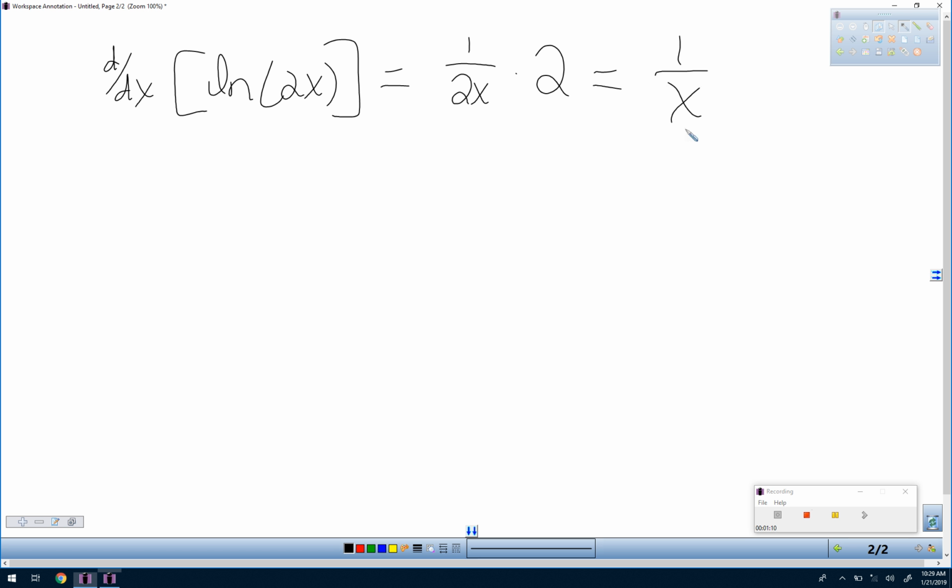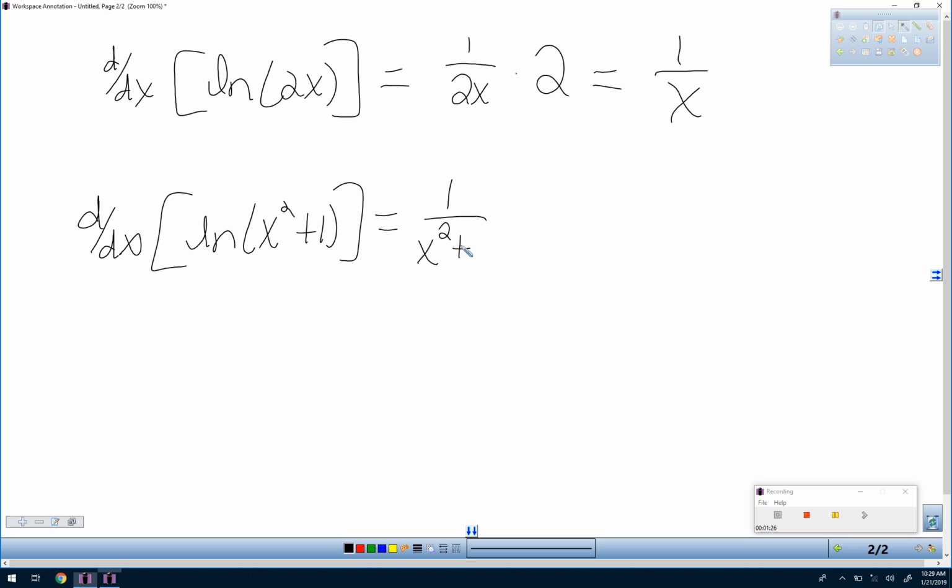So that's a very interesting problem. Let's say I want you to find the derivative of ln of x squared plus 1. And again, the derivative of ln of x squared plus 1 would just simply be 1 over the function x squared plus 1 times the derivative of the inside function, which would be 2x. So that gives me 2x over x squared plus 1.